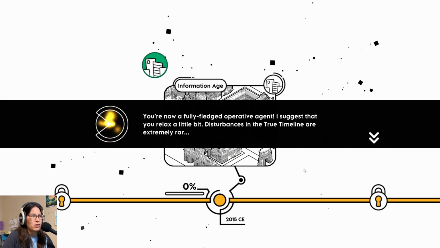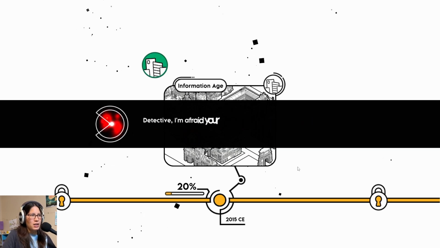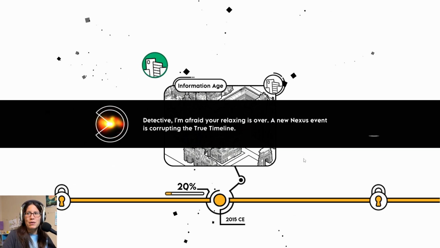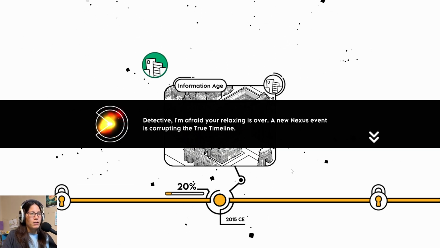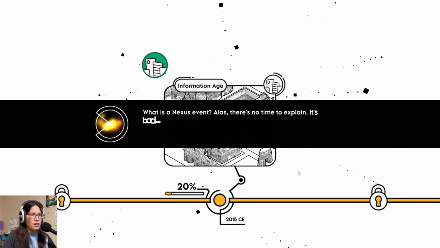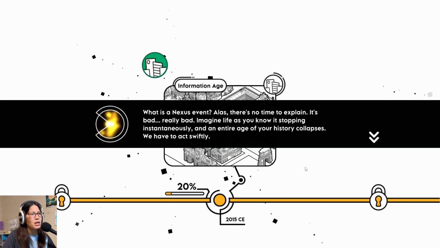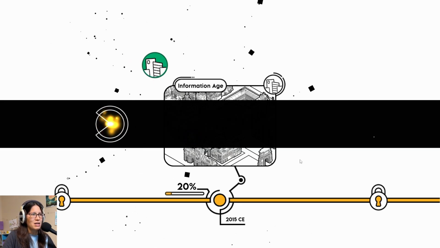Disturbances in the true timelines are extremely rare. Alert! New Nexus event, detective. I'm afraid your relaxing is over. That was a nice relaxing time. A new Nexus event is corrupting the true timeline. What's a Nexus event? Alas, there's no time to explain. It's bad, really bad. Imagine life as you know it stopping instantaneously and an entire age of your history collapses. We have to act swiftly.